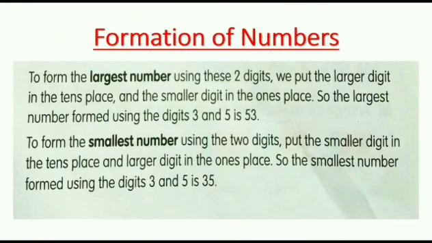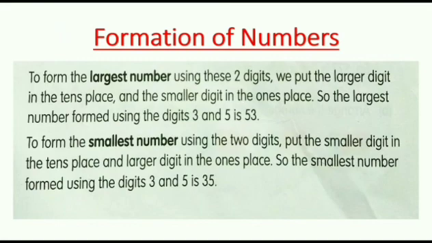Now, formation of numbers. The example is not given over here. The numbers given were 3 and 5. To form the largest number using 3 and 5, we put the larger digit in the tens place and the smaller digit in the ones place. So the largest number formed using digits 3 and 5 is 53.